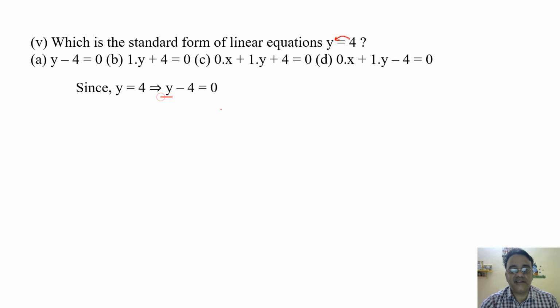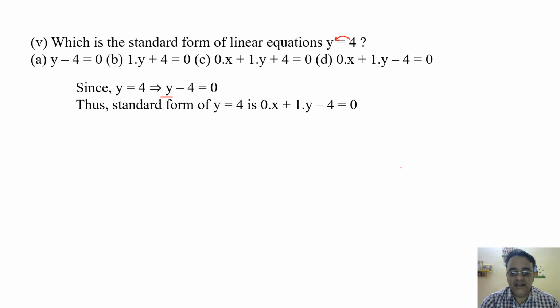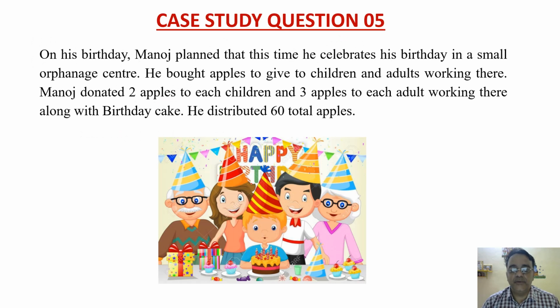अब यहाँ पे कोई भी x का कोएफिशिएंट, x का कोई भी टर्म नहीं है, सो हम लोग क्या करेंगे 0 into x plus 1 into y minus 4 is equals to 0, and the correct option is the last one, D. Okay, ये D है. Right. So this is the last question of this case study question. Now we are moving toward the next case study question, number 5.